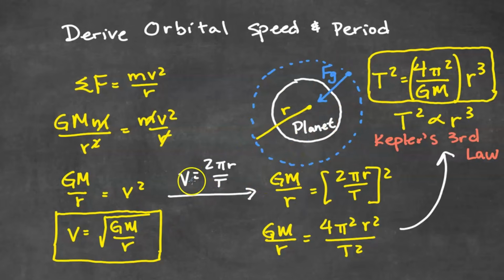Now, we know that the speed of an object going in a circle is the circumference divided by the period. And if we plug this into v, and I'm plugging that into v here on the right-hand side, and we square it because this v is squared, we get 4 pi squared r squared over T squared. And if we solve for T, we get this equation, T squared, this is the period squared, is equal to 4 pi squared over big G times big M times r cubed. And so you'll notice that the period squared is proportional to the radius cubed. This is the radius of the orbit, and this is Kepler's third law.